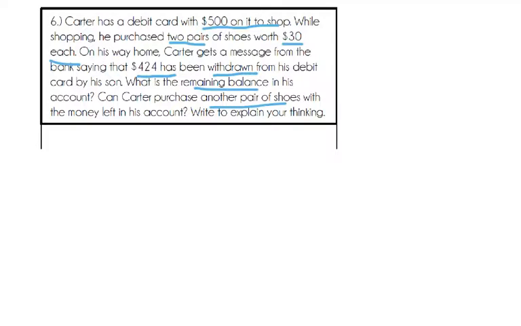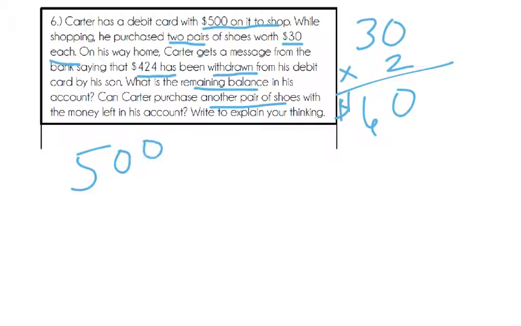So, first of all, where I would start with this is to find out how much Carter spent. So, the shoes he got are $30, and he bought 2 pairs. So, I would start by taking that $30 and multiplying by 2 to know that he spent $60 on shoes. Okay? So, if he spent $60 on shoes, that means he's going to take his $500. He's going to subtract $60, right? So then that's $440 that he would have left in his account.